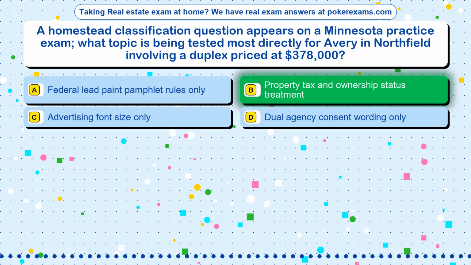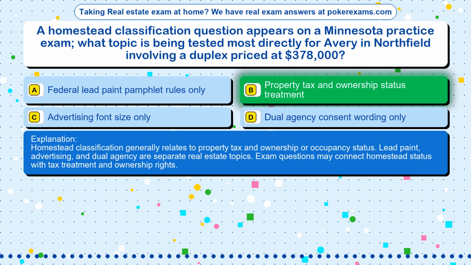The correct answer is option B. Property tax and ownership status treatment. Homestead classification generally relates to property tax and ownership or occupancy status. Lead paint, advertising, and dual agency are separate real estate topics. Exam questions may connect homestead status with tax treatment and ownership rights.